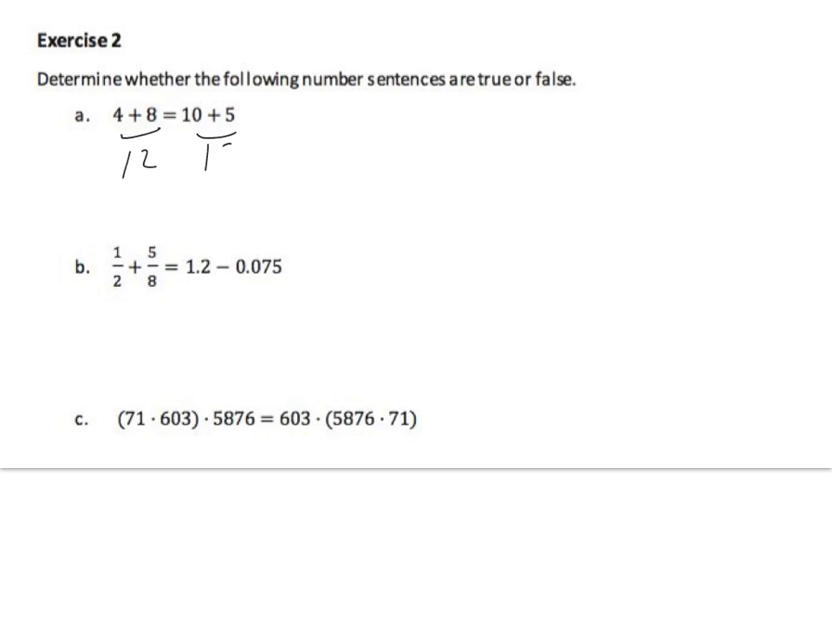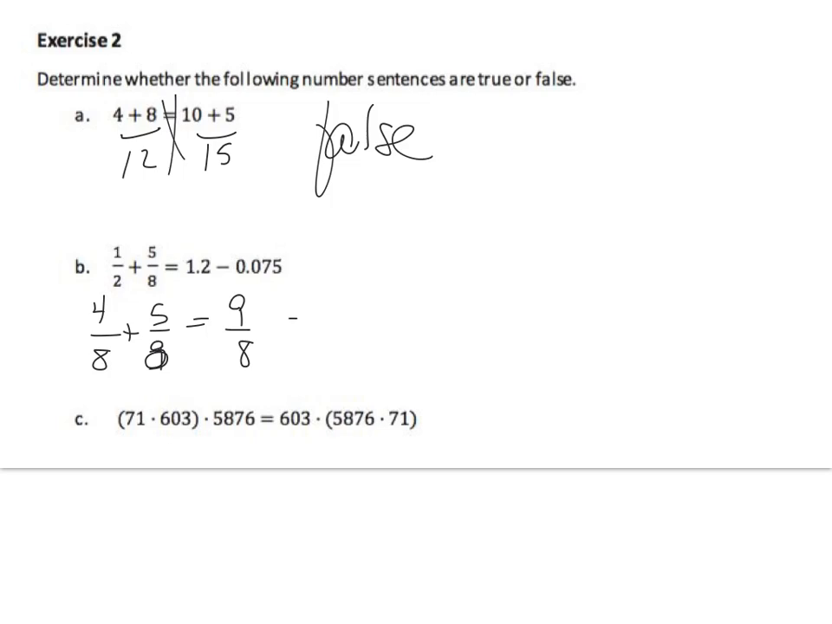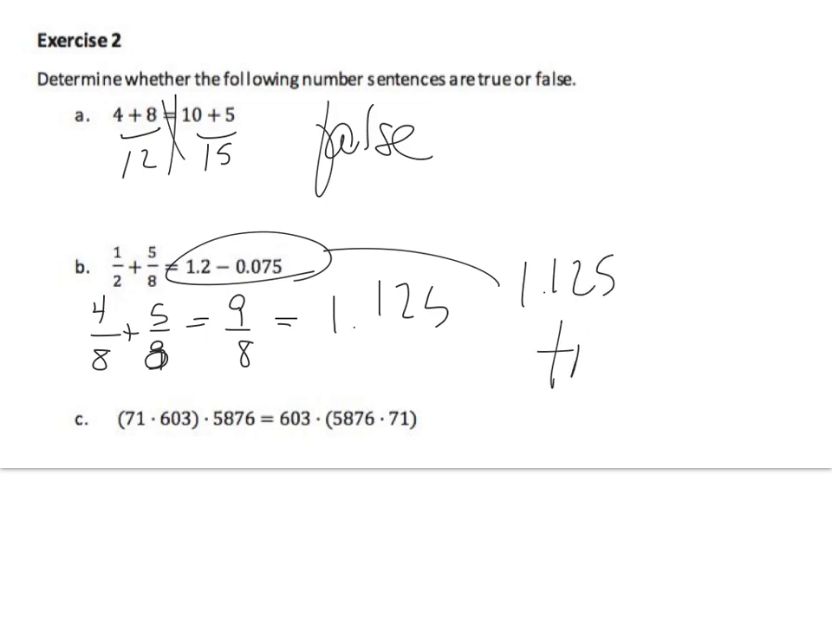Let's see. Well, that'd be a not, right? Okay, not true. 1/2 plus 5/8. Let's see. 2 goes into 8 4 times. 4 times 1 is 4. Oops. Add across, 9/8. 9/8 is the same as 1.125. If I check out this, 1.2 minus 0.075 is also 1.125, so that's true.